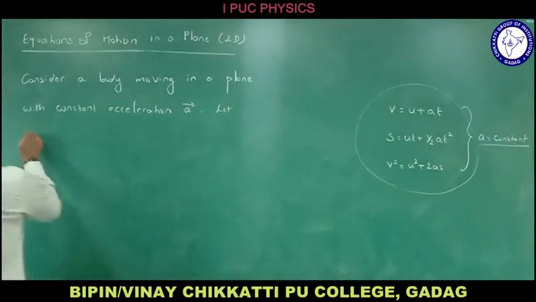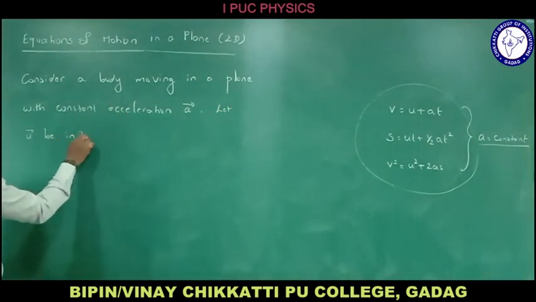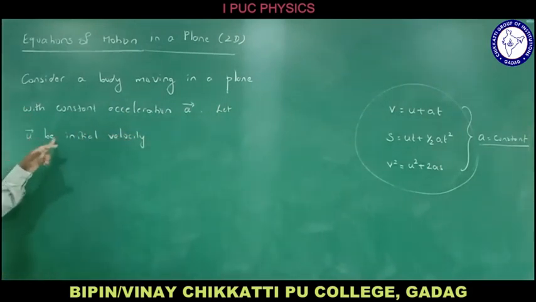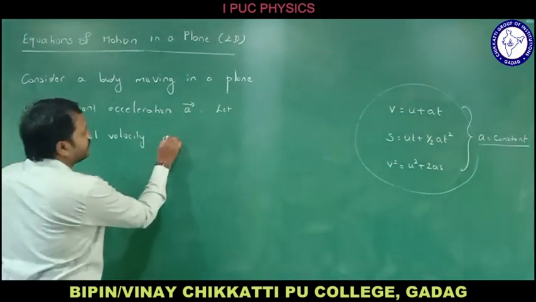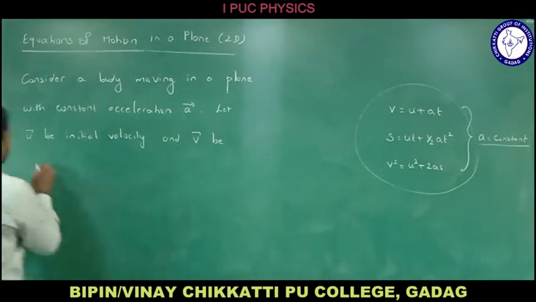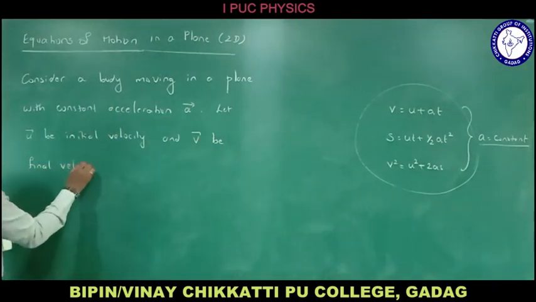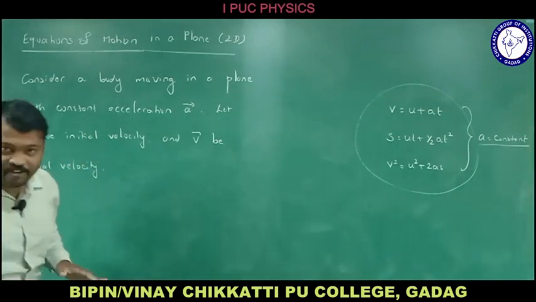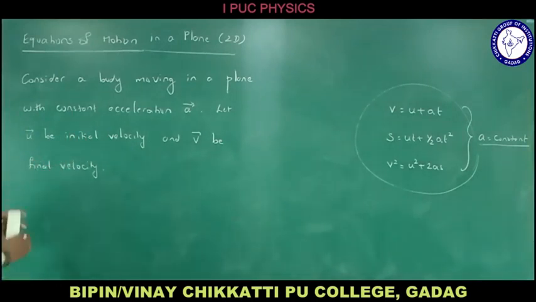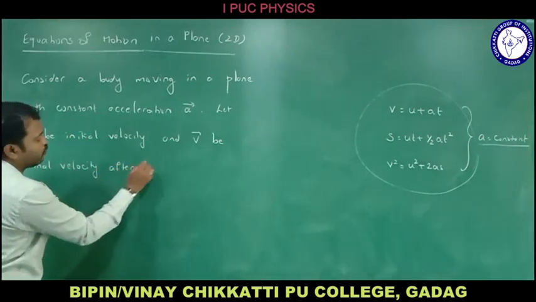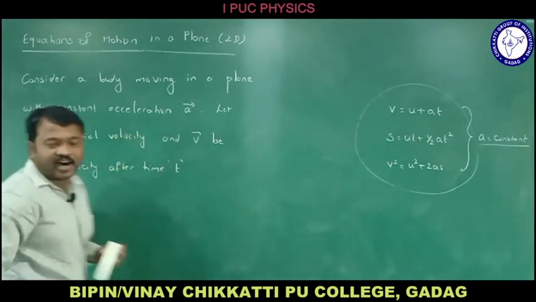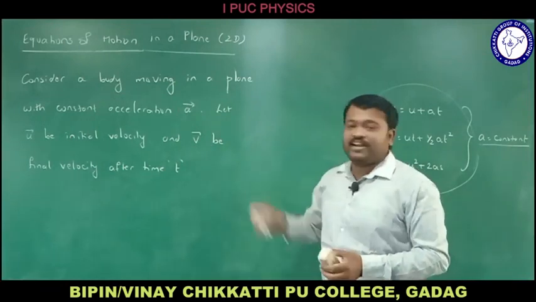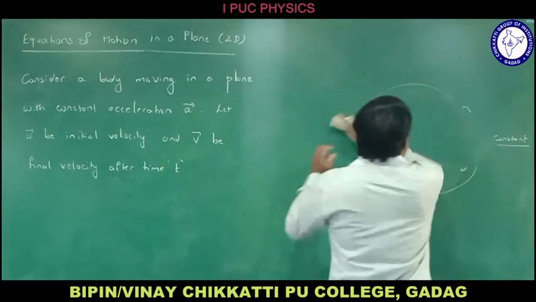Let u be which velocity? Initial velocity, means initial speed. And v be which velocity? Final velocity. We have studied this about initial velocity and final velocity. This is the beginning velocity, this is the last velocity we have. Let u be the initial velocity and v be the final velocity after time t. After time t, the initial velocity is u and the final velocity is v. I just introduced to you what these quantities are.